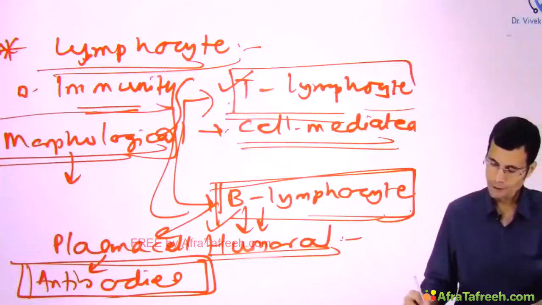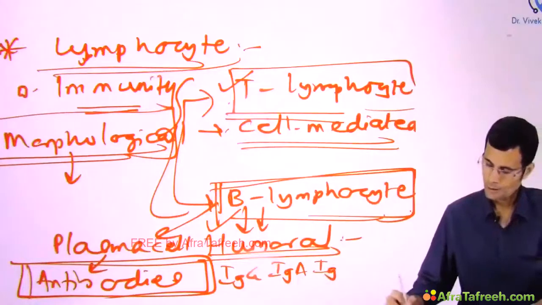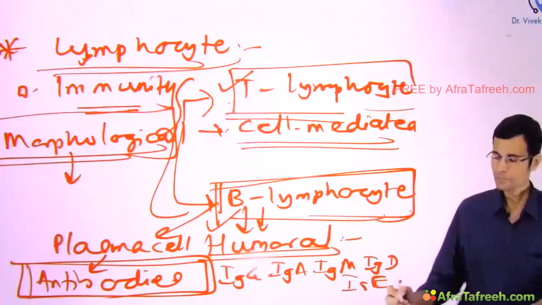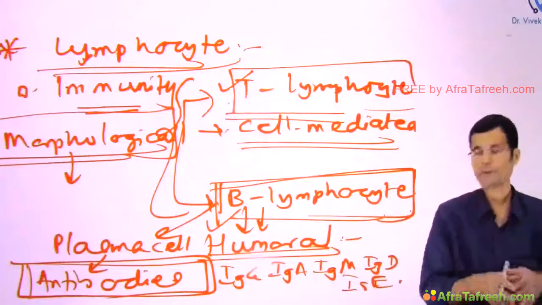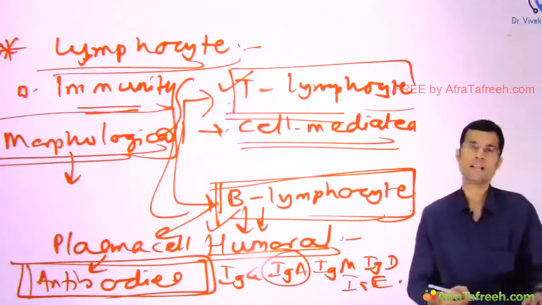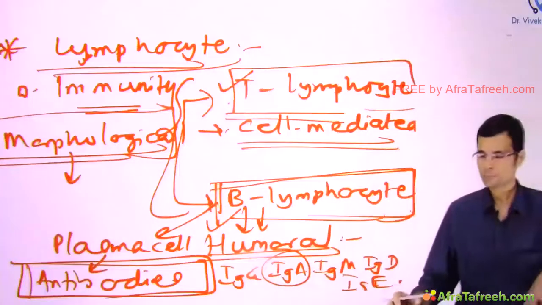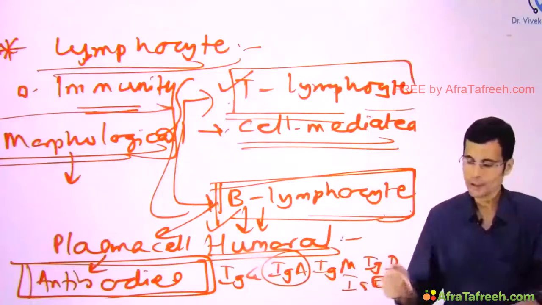5 types of antibodies: IgG, IgA, IgM, IgD, and IgE. There was one question very repeatedly asked: which of the following is the secretory antibody? Answer was IgA. IgA antibody is a secretory antibody. So each of these antibodies have their specific roles to play in the immunity.